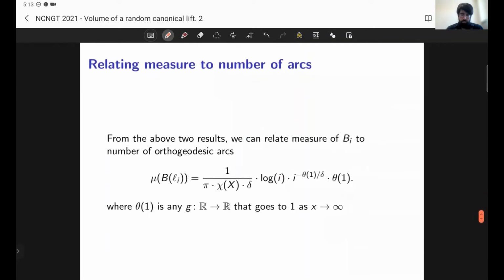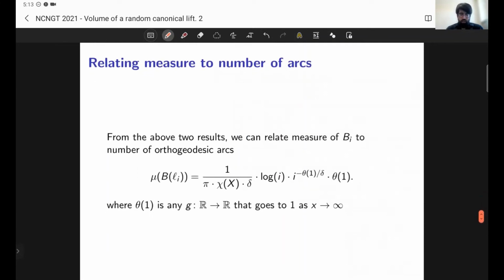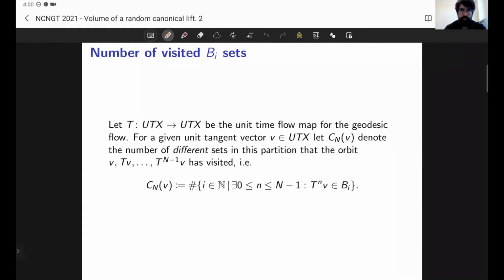And so putting these two things together, we can relate the measure of the set Bi to the number of arcs, or in other words, to the number of orthogeodesics, because we are counting arcs here up to free homotopy. Now let's relate the whole picture to the dynamics.